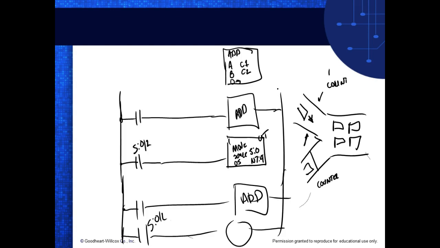Yeah, with the move instruction. I don't know if you can see what I did right there. What I did is I moved the status register 0, which is your flag register for these, and I put it in N7:4, but you could put it anywhere else. The source is the status. I pull in the whole 16-bit register.